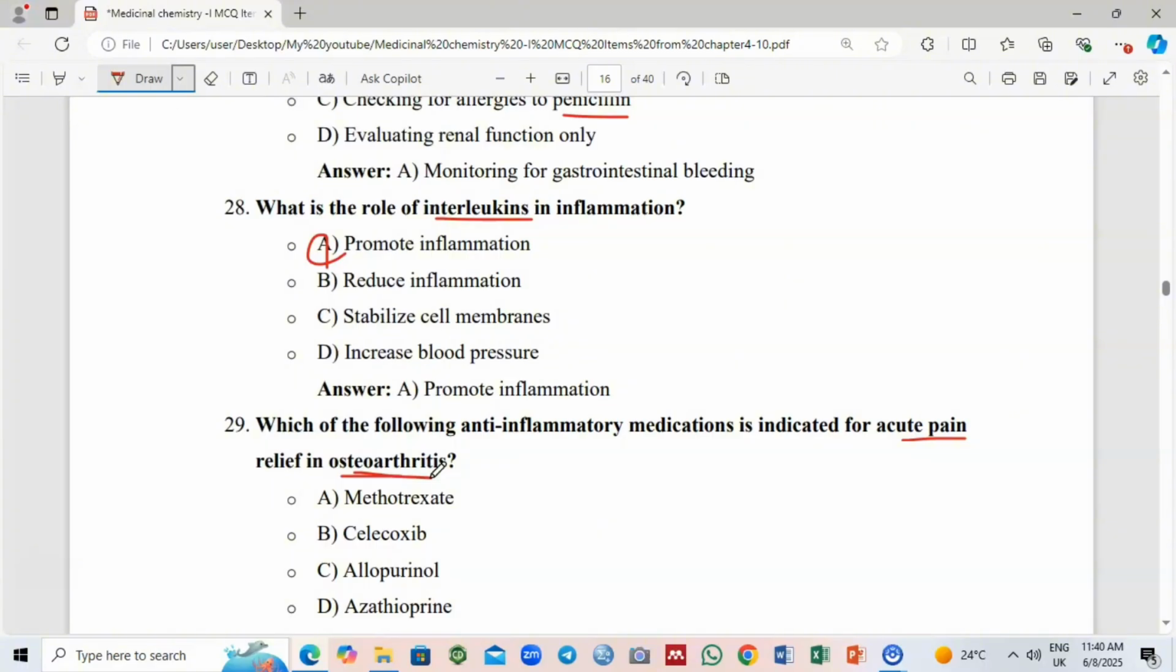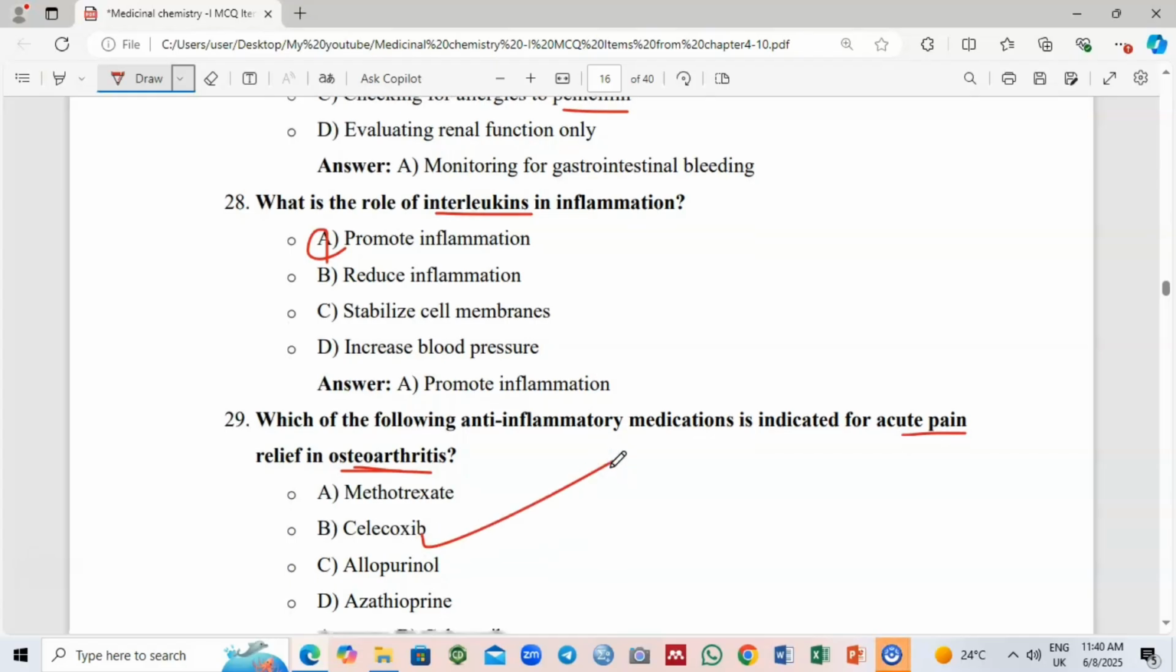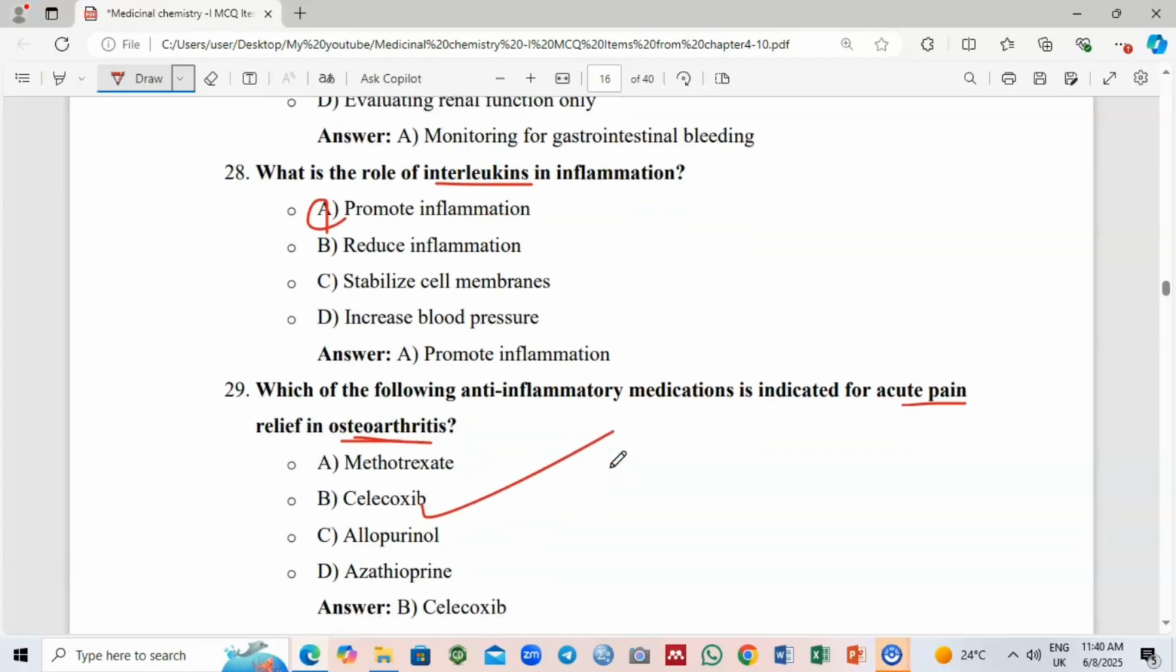For relief in osteoarthritis, in mild conditions we also give acetaminophen to such patients, as well as non-steroidal anti-inflammatory drugs for pain relief. Among the given alternatives, the best anti-inflammatory for this disease is known as celecoxib.